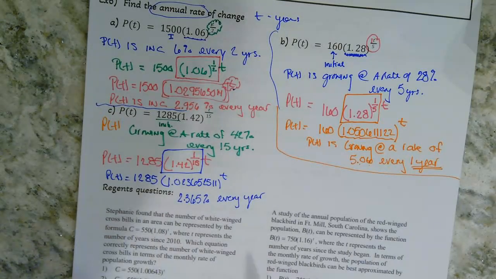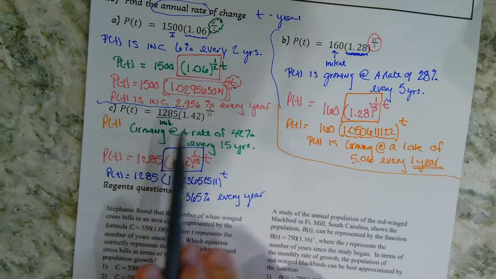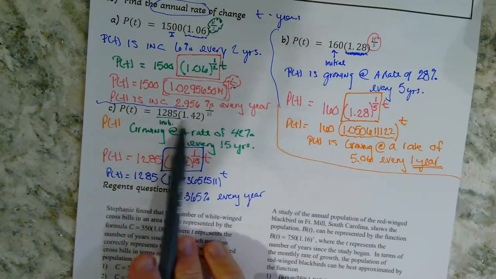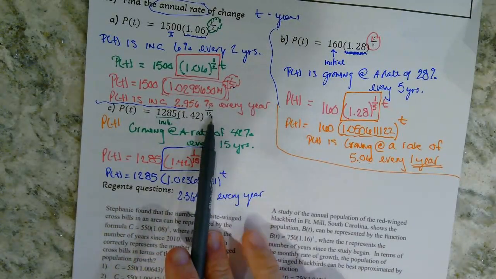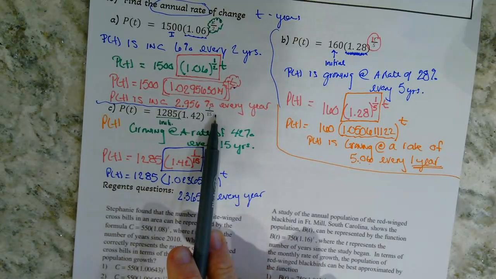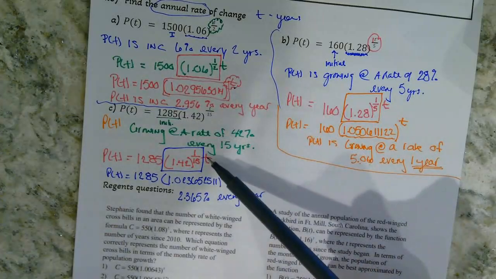All right, so hopefully we're ready to talk this out. I said P of t is growing at a rate, this is greater than 1, so a growth, move that 2 to the right, 42% every 15 years. Okay, so again, the question says we want the annual, we want it to be every 1 year. So I need to get this t to be a 1.